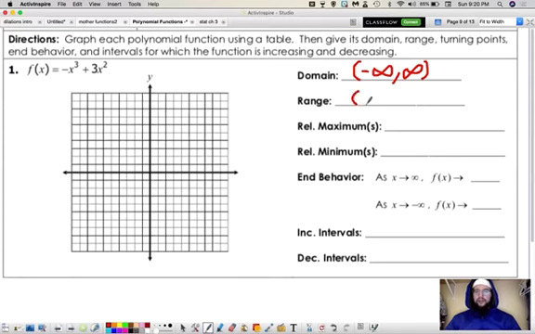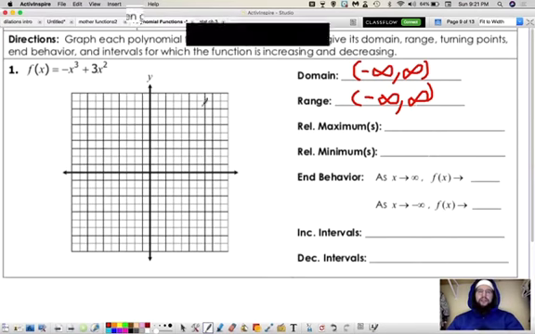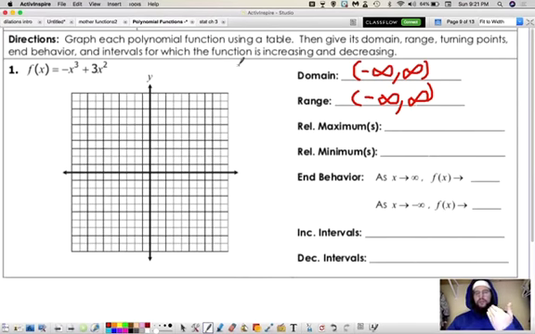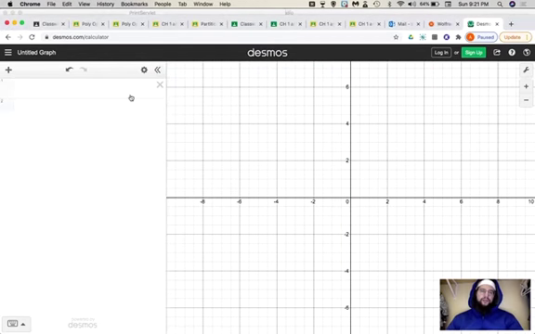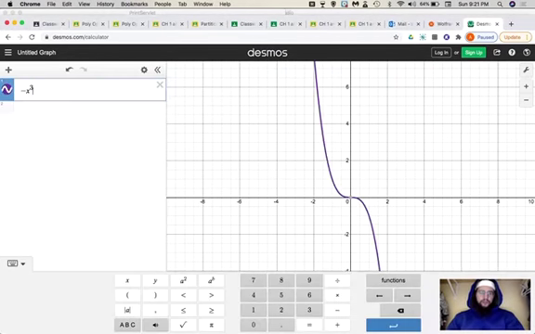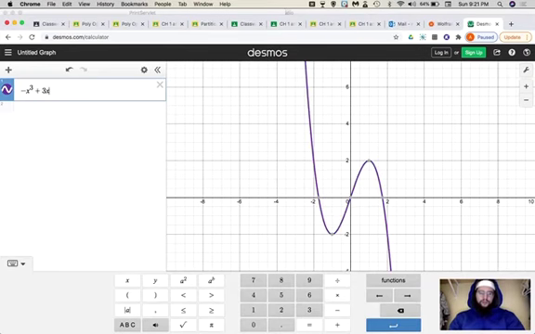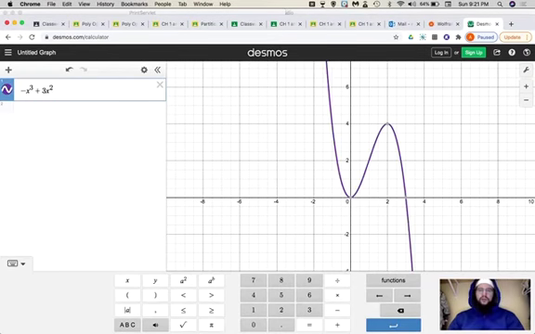The range is also negative infinity to infinity. If it's an odd degree, both domain and range are negative infinity to infinity. If it's an even degree, domain is, but your range is not. Relative maximums and minimums. Oh yeah, your direction, you can kind of ignore those. Instead of graphing them with the table, we're going to graph them with decimals. Negative x cubed plus 3x squared. Now that's simple squared.